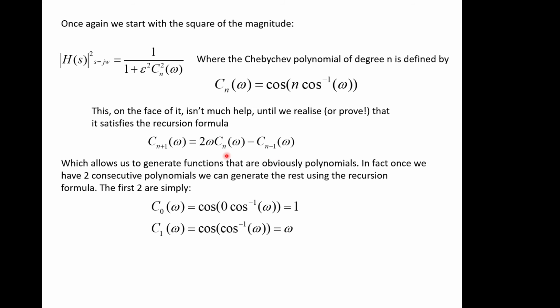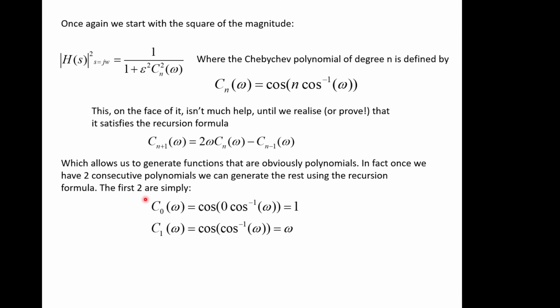So we've got some kind of recursion. We've got n minus 1, n plus 1, and as we increase n we will start to get our higher order functions. So this allows us to generate functions that are obviously polynomials. In fact, once we have two consecutive polynomials, we can calculate the rest using the recursion formula above.